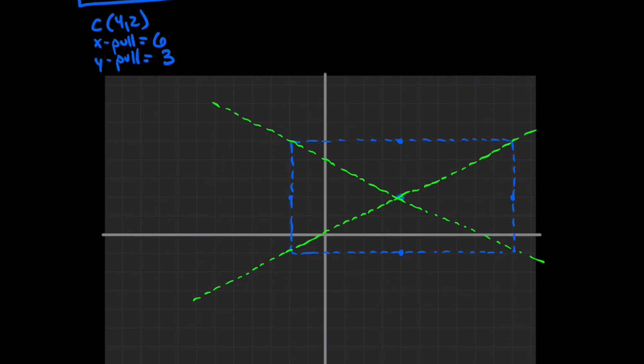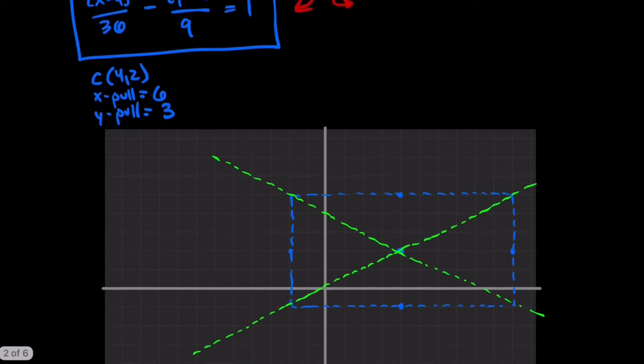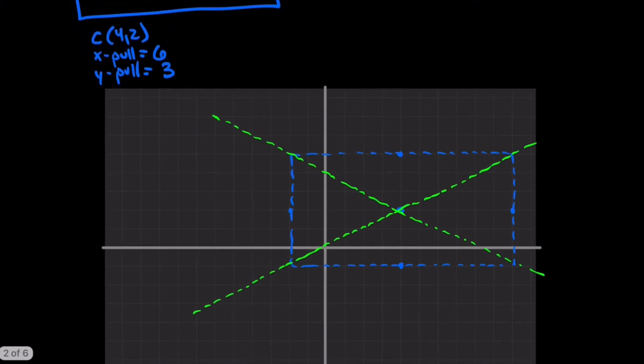Okay, now look at your thumbnail sketch. It's a left-right hyperbola, which makes this a vertex, and it makes that a vertex. So your hyperbola approaches the asymptotes but does not intersect.